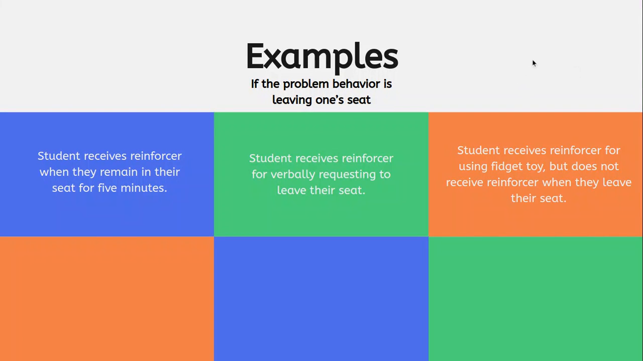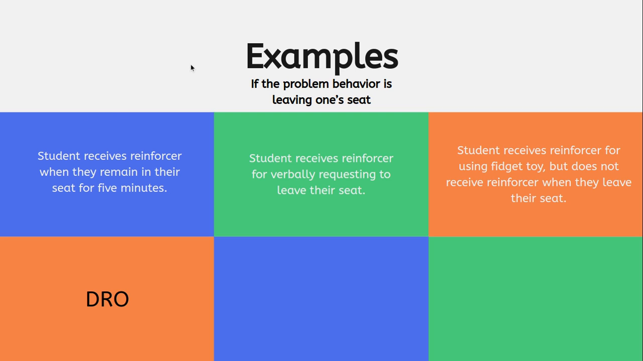Now I'm going to go over a few quick examples. So in this example, if we're looking at the problem behavior of leaving one's seat, which of the processes would each of these represent? So in the first one, the student receives reinforcer when they remain in their seat for 5 minutes. If you want to pause and see if you can guess it, go ahead. But this one would be DRO, because you're reinforcing a period of time in which they are not engaging in the problem behavior, but an alternative behavior is not defined.